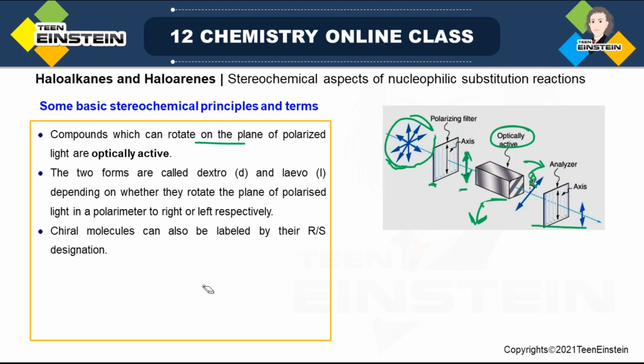Now, a chiral molecule can also be labeled with R and S designation. And how can you do so?